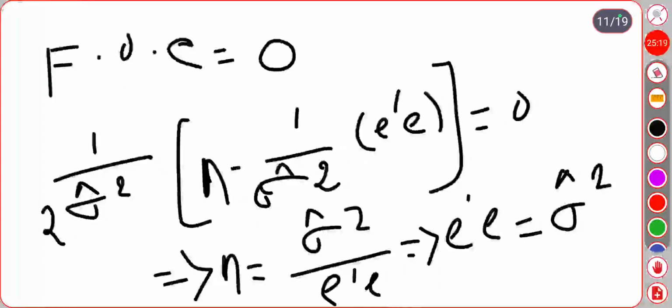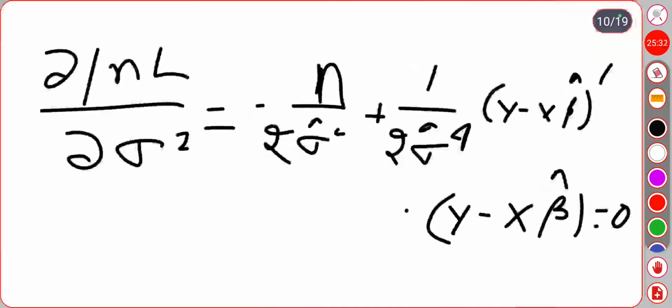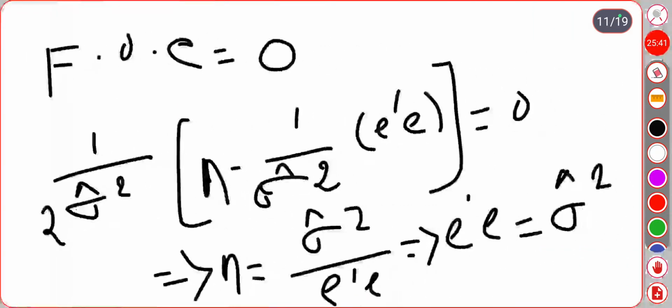And then taking 1 by 2 sigma hat square common outside, in the bracket term there is n minus 1 by sigma hat square e prime e, where e is y minus x beta hat, and e prime is y minus x beta hat prime. If we take 2 sigma hat square to the right hand side, that will be equal to 0. So n is equal to e prime e by sigma hat square, so sigma hat square is equal to e prime e divided by n.